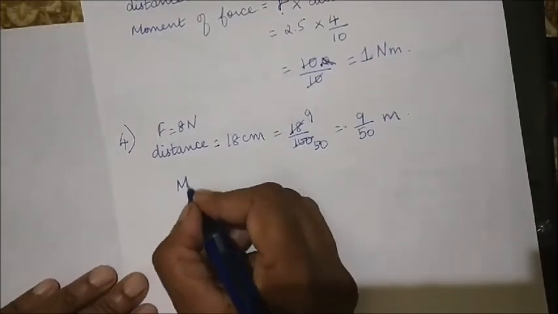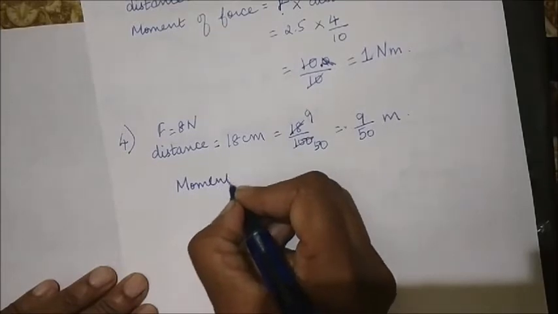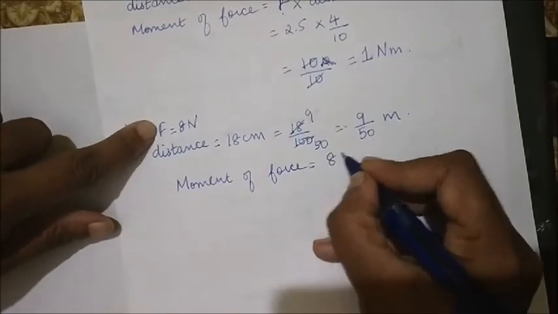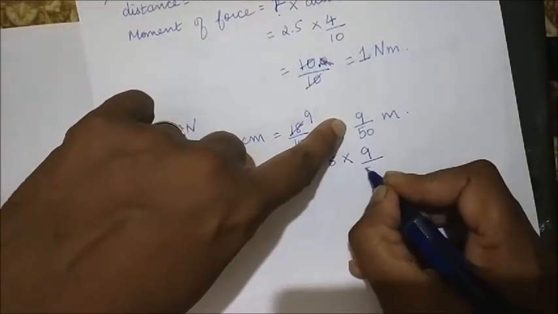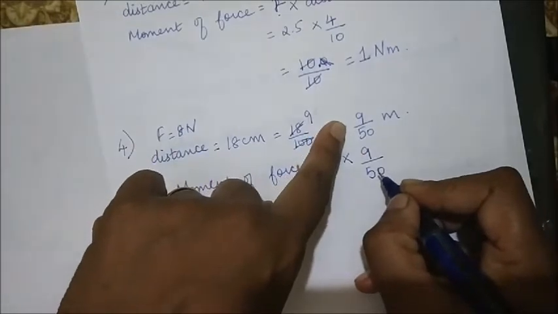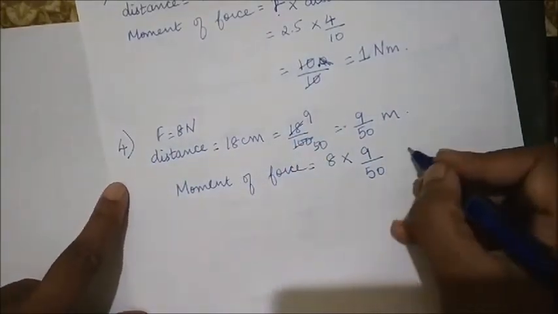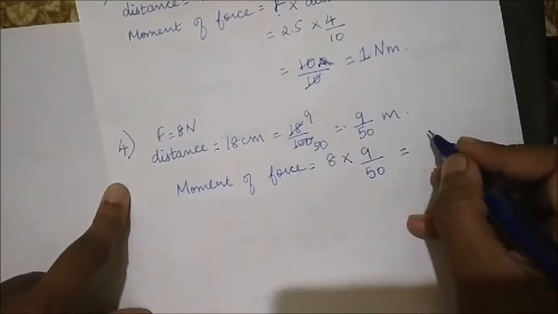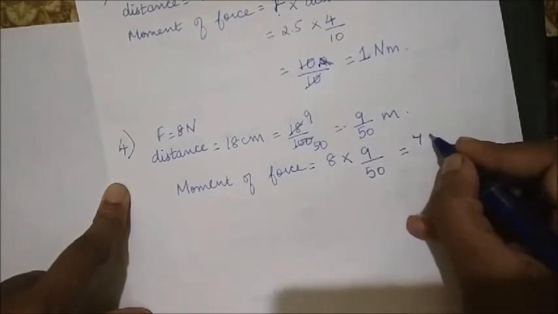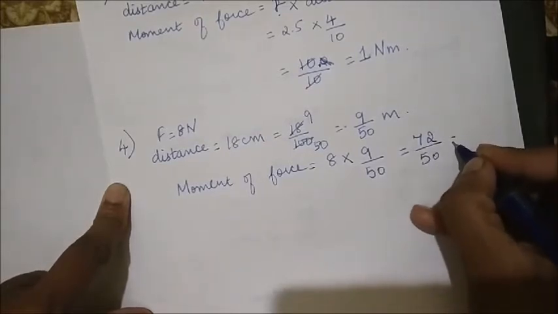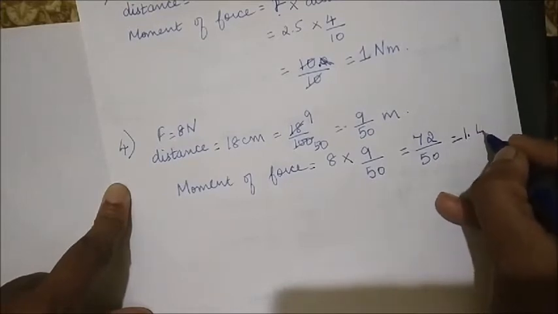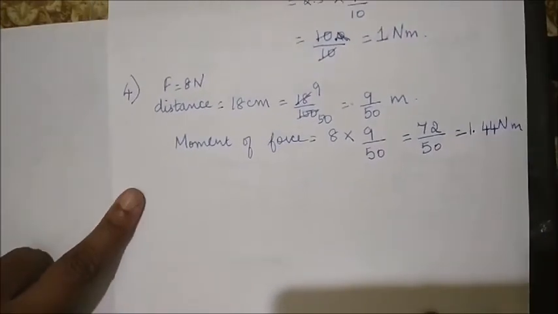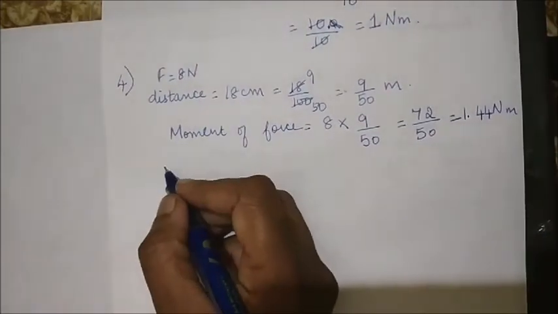Then moment of force will be force 8 into distance 9 by 50. So it will be coming in decimal. You multiply this. 9 8s are 72 upon 50. So it comes out to be 1.44 Newton meter. 1.44 Newton meter.